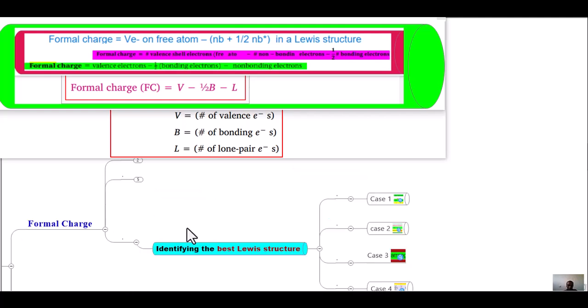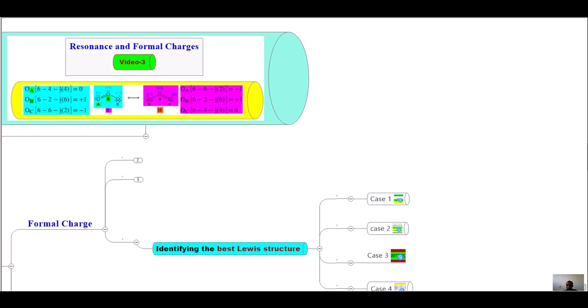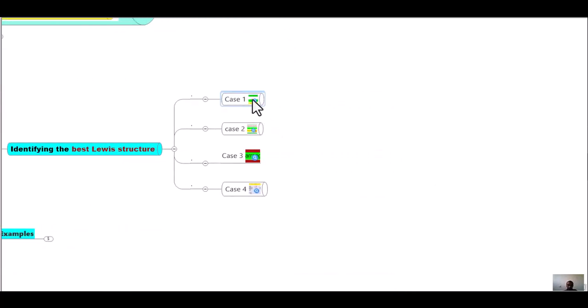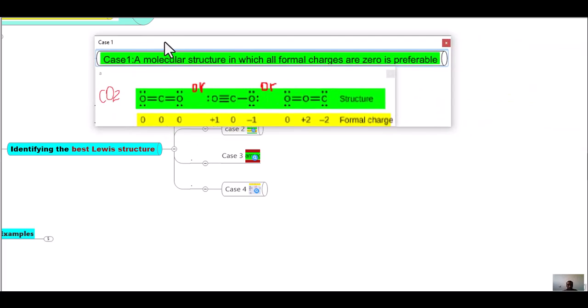Another thing is identifying the best Lewis structure from the given resonance, and we can see this by 4 cases. The first case is a molecular structure in which all formal charges are 0 is the most preferable.